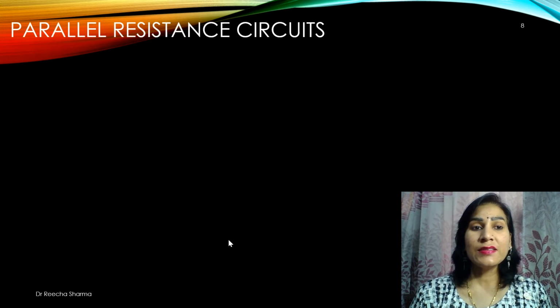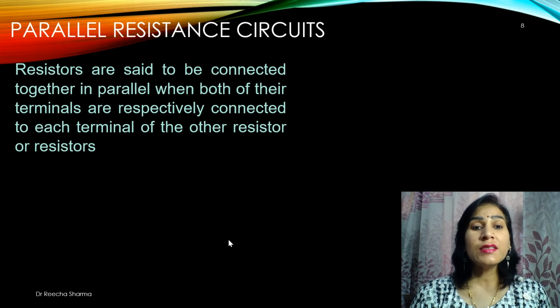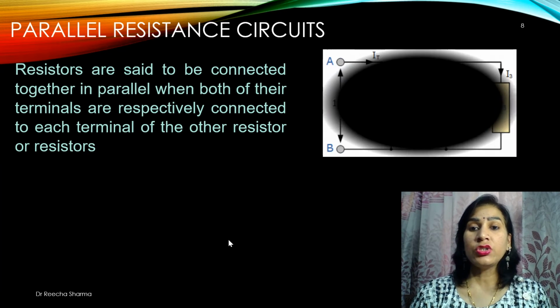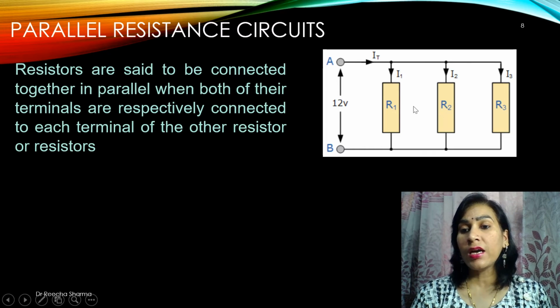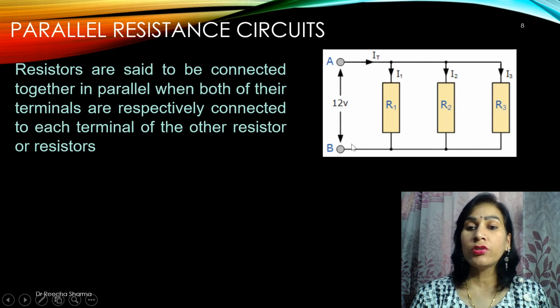Parallel resistance circuit. Resistors are said to be connected together in parallel when both of their terminals are respectively connected to each terminal of the other resistor or resistors. This shows the diagram of the parallel resistance circuit. R1, R2 and R3 are in parallel with each other, and all the terminals are connected to one wire and the other terminals are connected to the other wire.